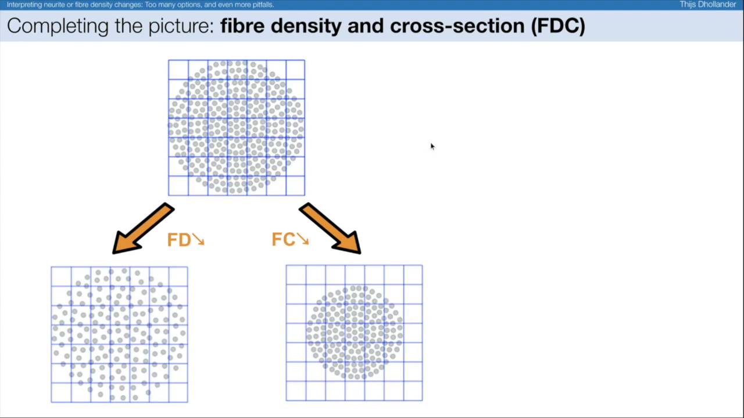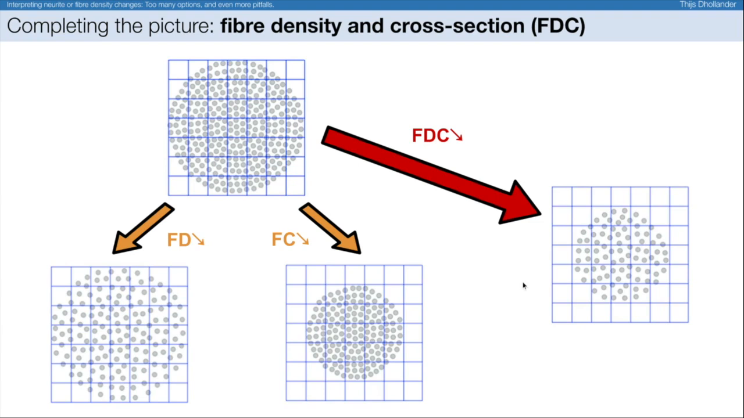And then to complete this thing, like the title suggests, you can have both things changing as well. You could have a bundle where the cross-section is now less, but also the density is less. And to measure both of those effects and encapsulate them in one metric, we also have a metric called fiber density and cross-section, which is computed as the product of fiber density and fiber cross-section. So both of those, if they have an effect, it will also end up in this one. And in this case, because both effects here effectively took place, you get double the effect. So the FDC is extra sensitive to both of these things together.